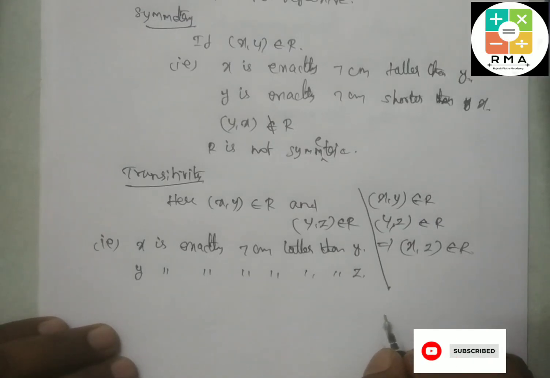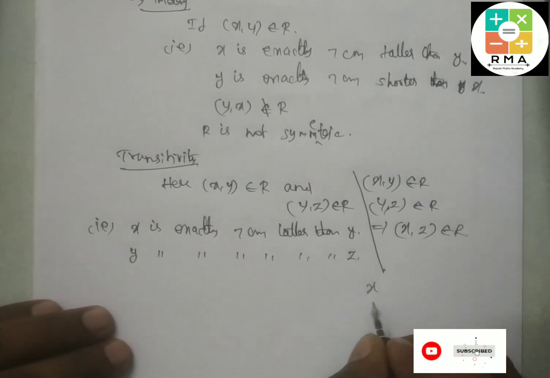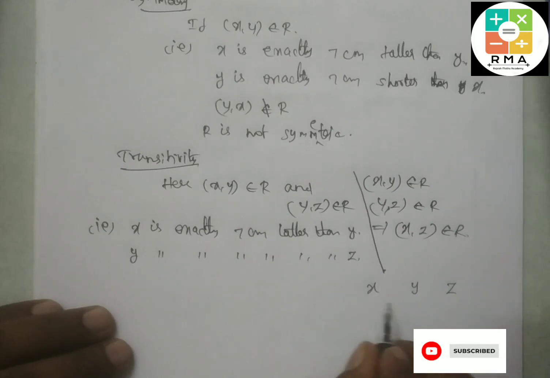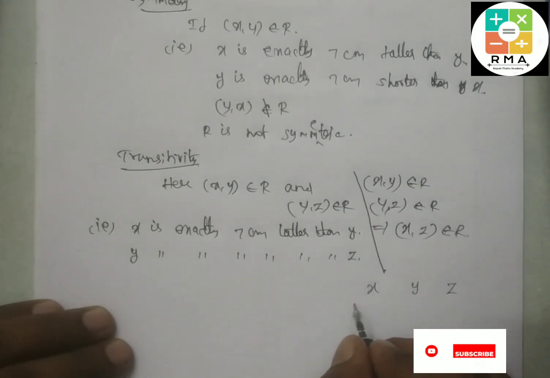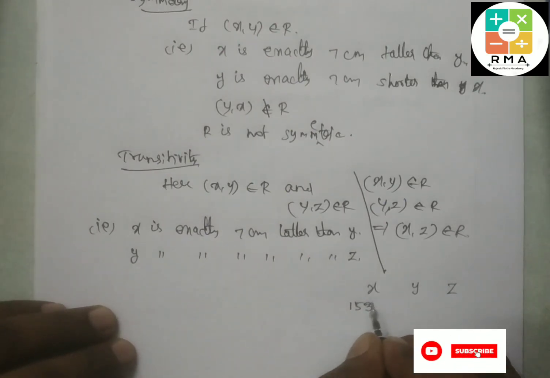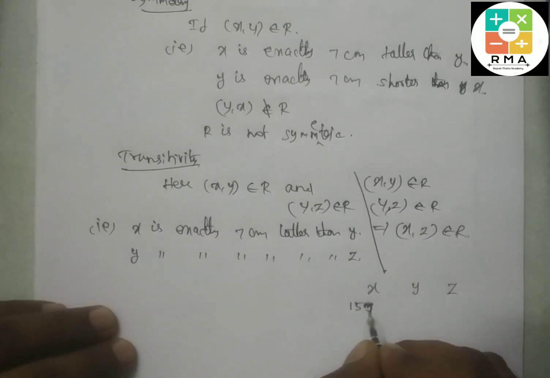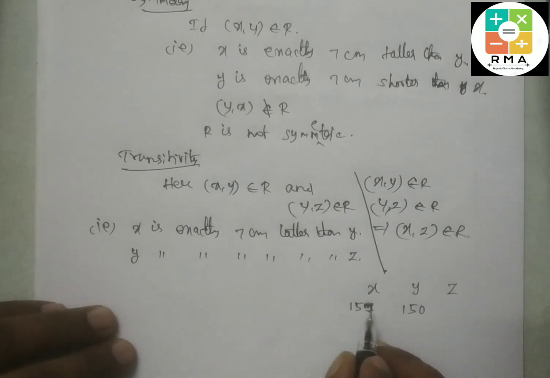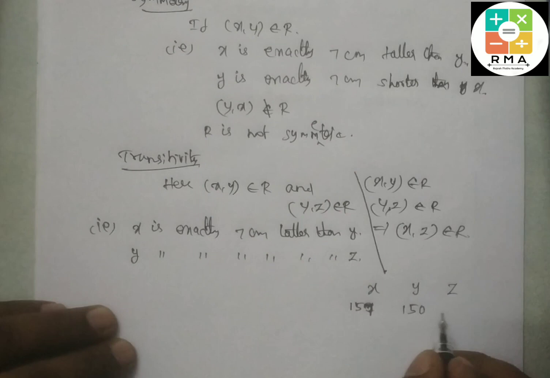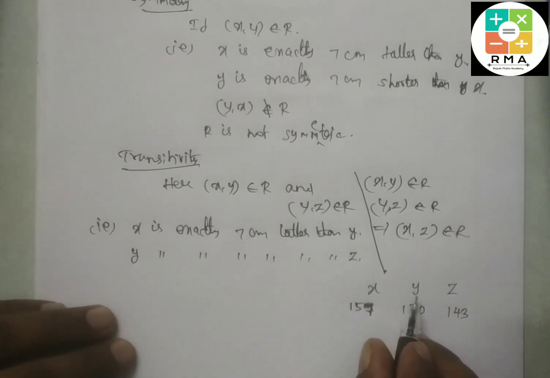So for example, you can refer to this by example. X, y, z, three persons are there. X is taller than y by 7 centimeter. So I am taking y equal to 157 centimeter. So x should be 164 centimeter, because x is exactly 7 centimeter taller, and z should be 150 centimeter, 7 centimeter shorter than y, because y should be 7 centimeter taller than z.